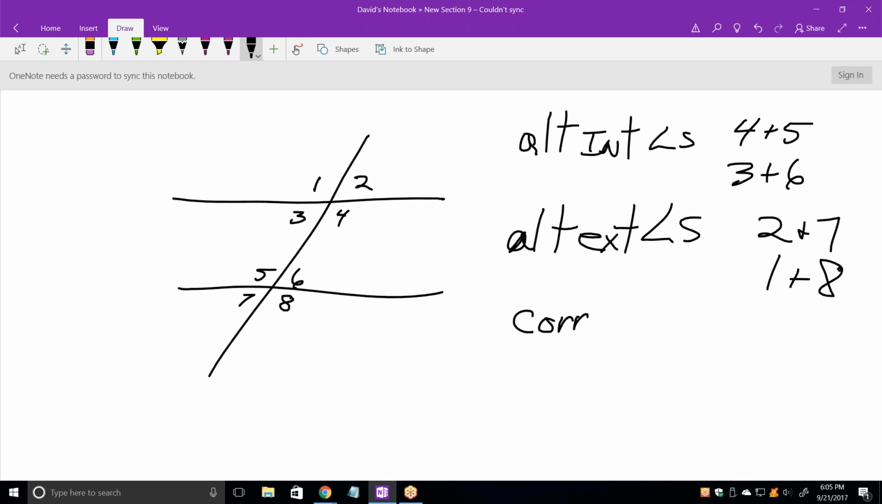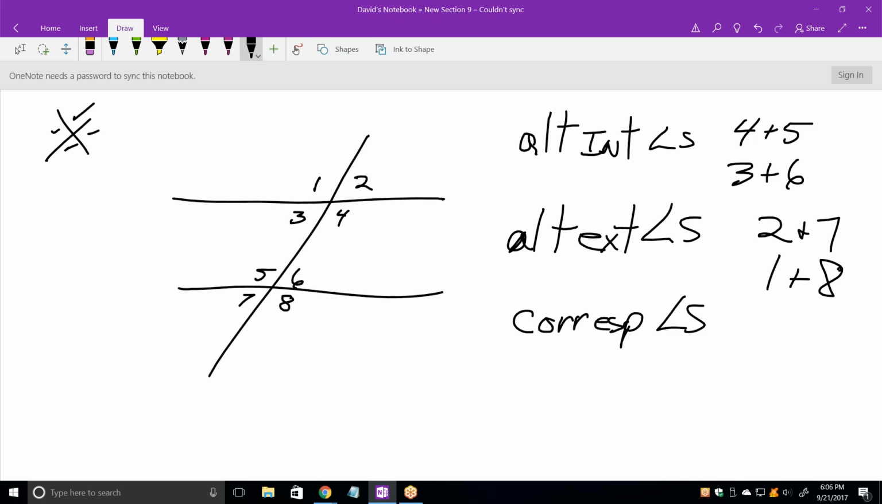There's a third category. Corresponding angles. Give me 2 angles that are corresponding. 1 and 4. No, those are vertical. In other words, you've learned that in geometry, haven't you? That whenever you have 2 lines that cross like that, that angle is always equal to that angle, and that angle is always equal to that angle. So those don't have special terminology other than vertical angles.